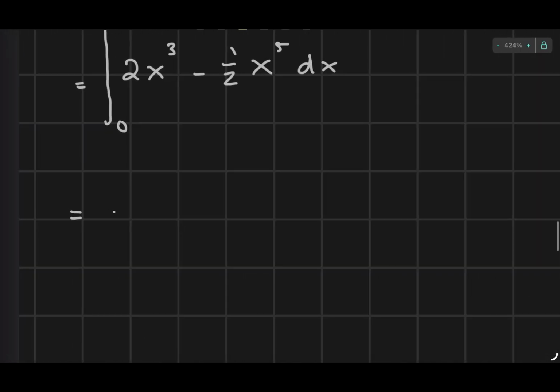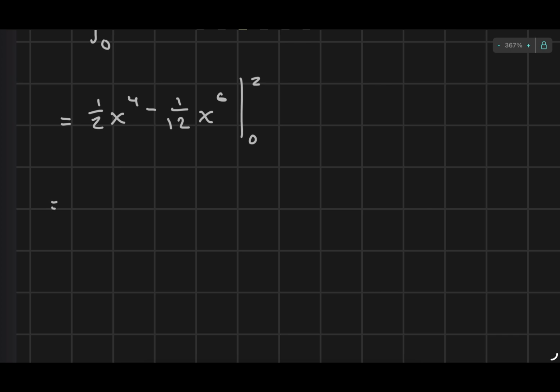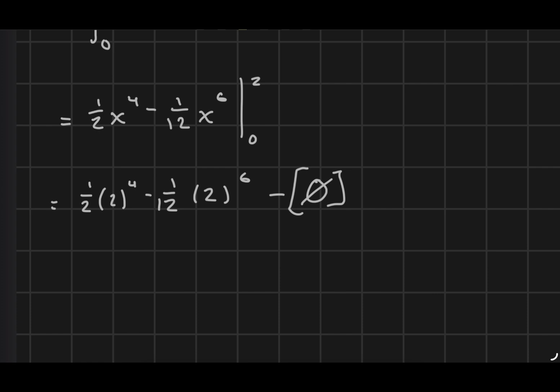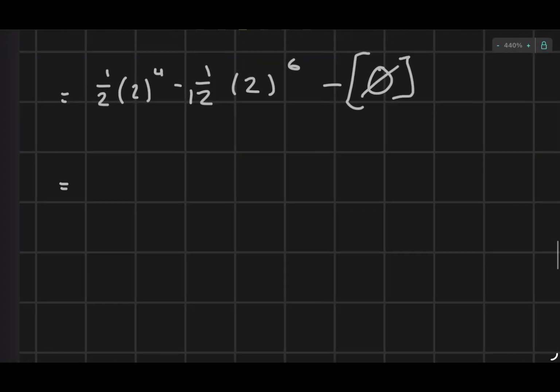Simple integral here, we're going to have 1/2 x to the 4th minus 1/12 x to the 6th from 0 to 2. Fundamental theorem of calculus, we have 1/2 times 2 to the 4th minus 1/12 times 2 to the 6th minus, well, if we plug in 0 there, that's going to be 0. Pretty simple there. Let's see. 2 to the 4th, 2 times 2 times 2 times 2, 4, 8, 16. That's going to be 16 divided by 2. That's going to be 8. We'll solve that later. 2 to the 6th is going to be 64.